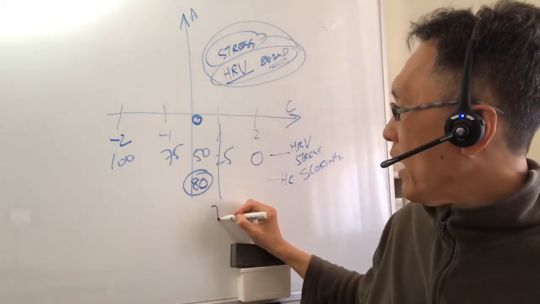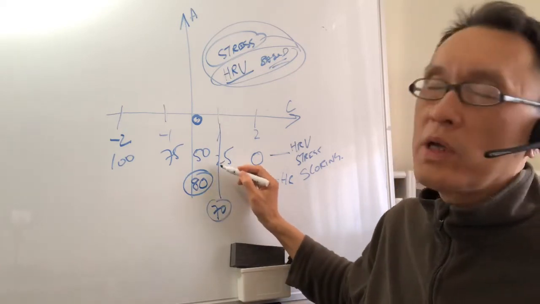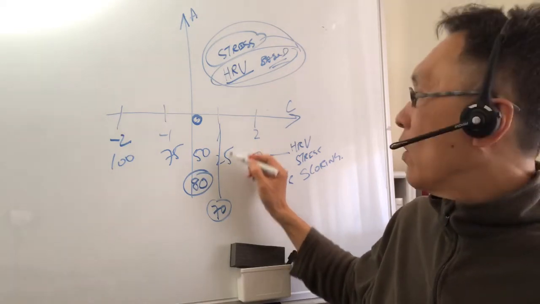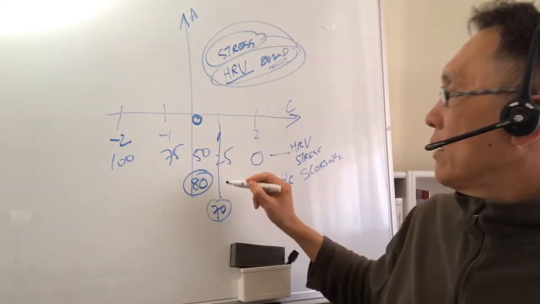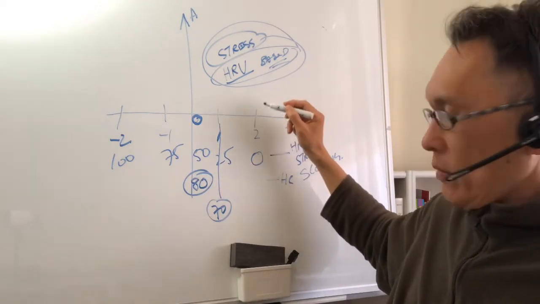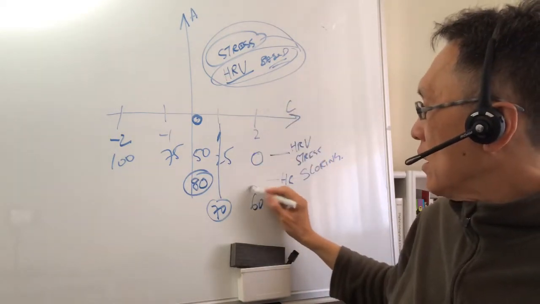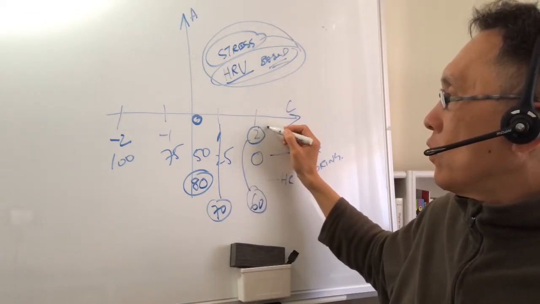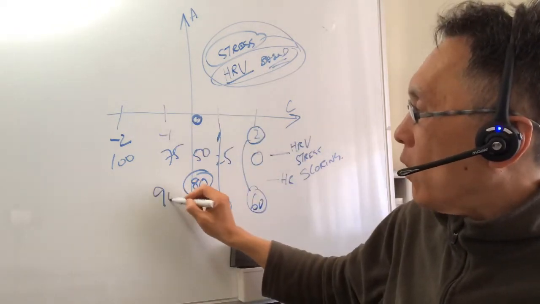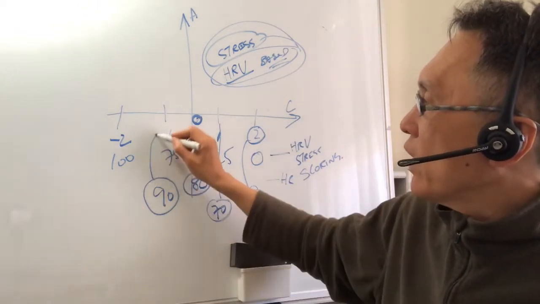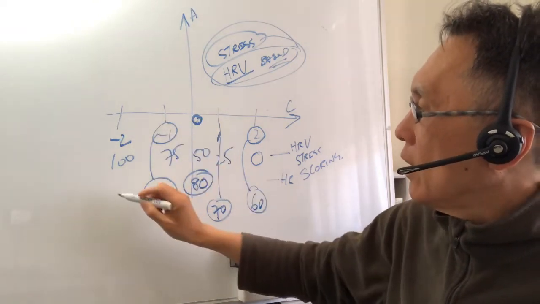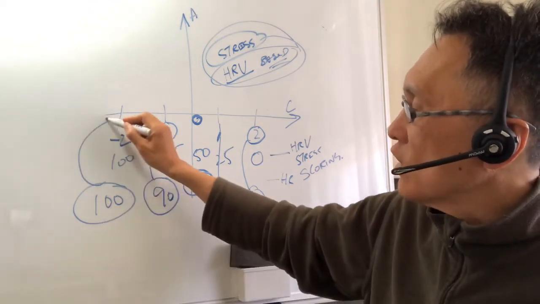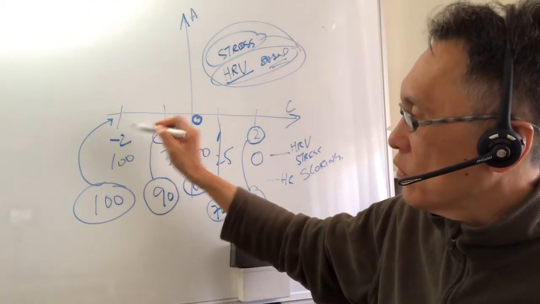When at rest, if the heart rate is 70, then we can associate with the calmness of 1. At rest, if our heart rate is 60, then we can associate with the calmness of 2. And at rest, if our heart rate is 90, then we can associate with a -1. When at rest, our heart rate is 100, we can associate with a calmness of -2.